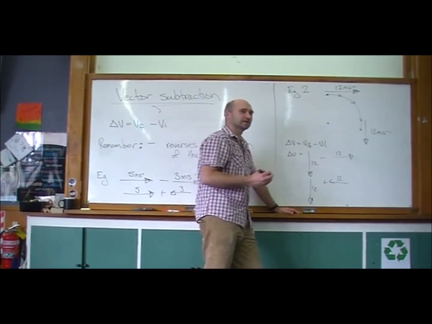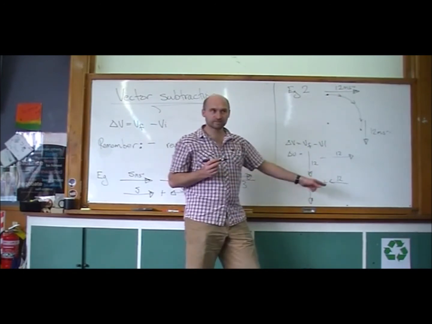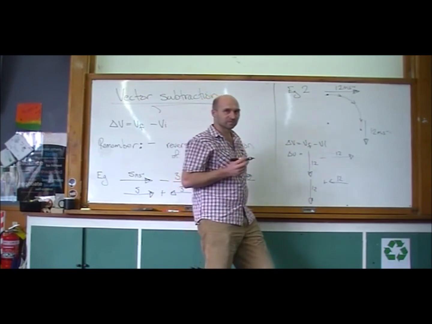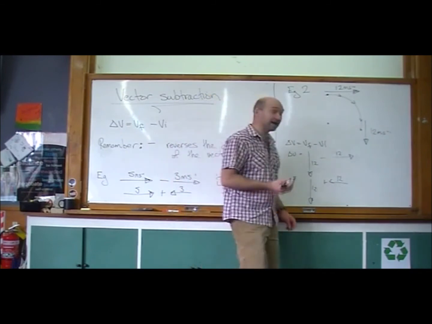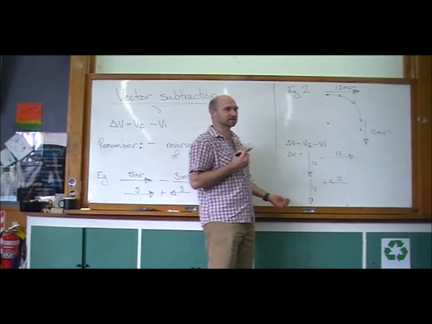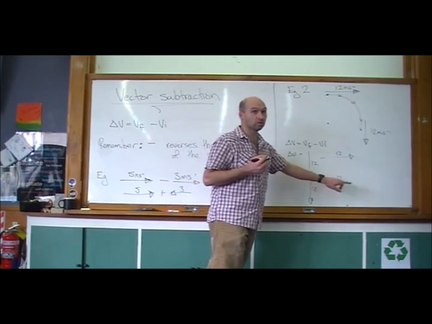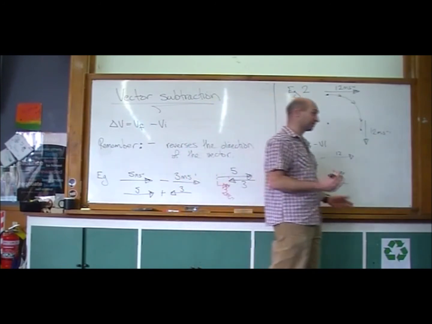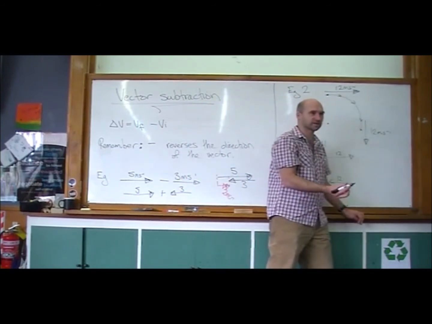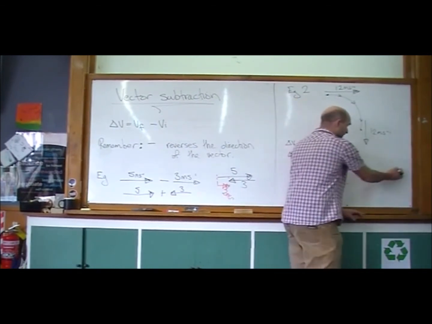How do we add vectors? Nose to tail. Actually it doesn't matter. Addition is commutative, so it doesn't matter if we go 12 plus 12 or 12 plus 12. We're going to get the same answer either way. It doesn't work for subtraction: 5 minus 3 is not the same as 3 minus 5. But 3 plus 5 and 5 plus 3 are the same.